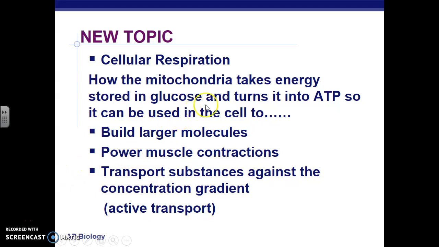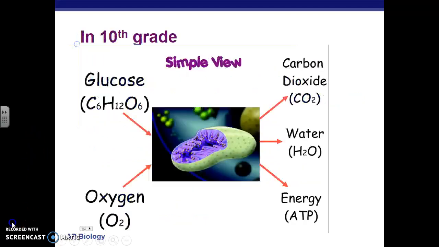So essentially in this unit, we're going to see how the mitochondria takes glucose and turns it into ATP. But before we jump into that, we need to learn a little about the structure of ATP and why ATP is a good energy molecule.